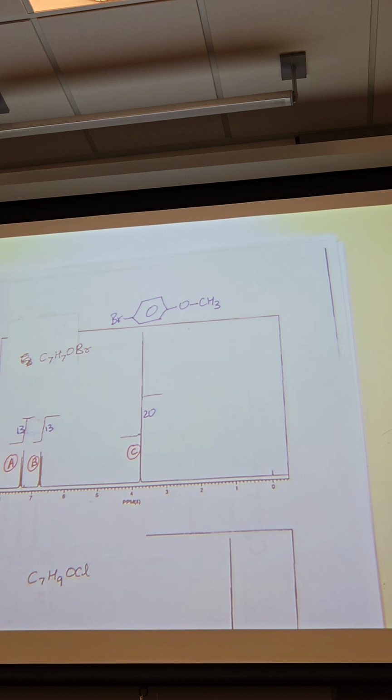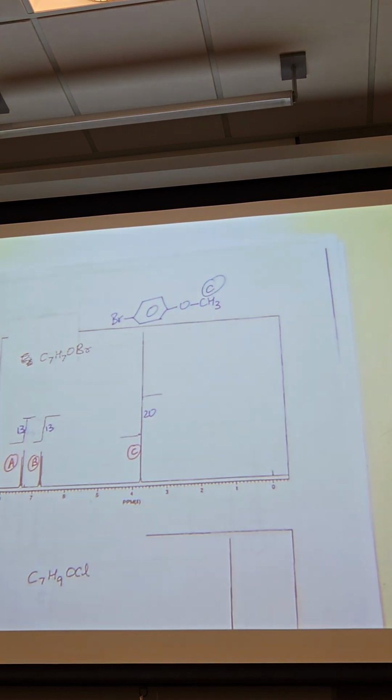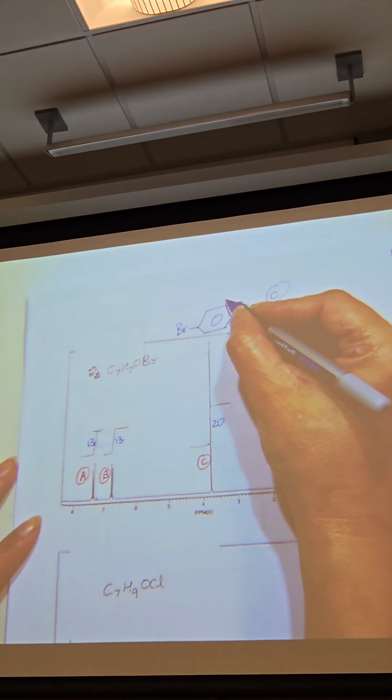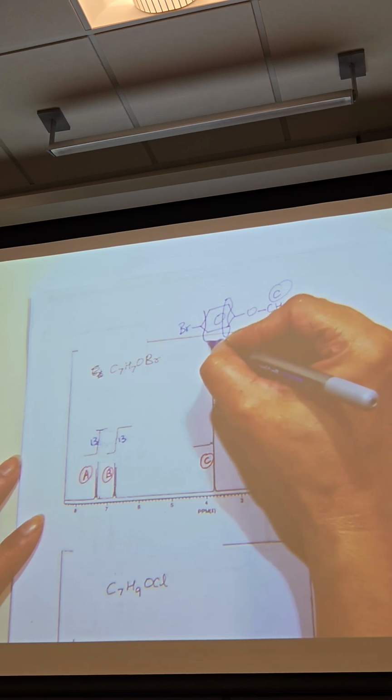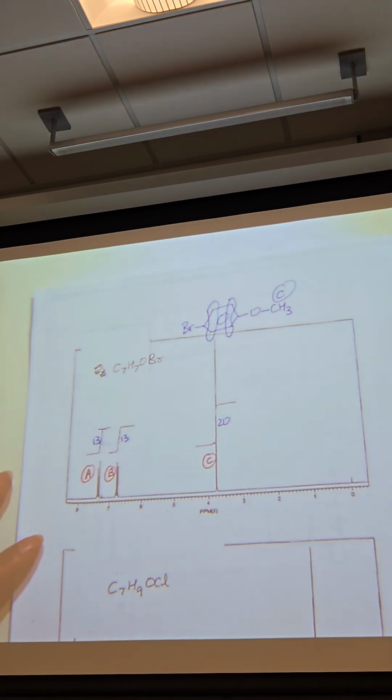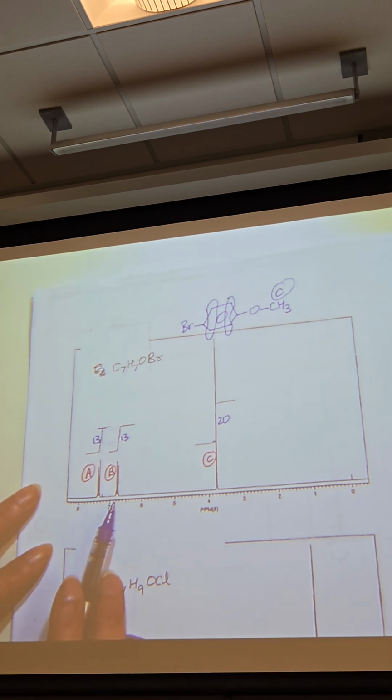But let's finish this first. Do you agree that this is signal C? Yes. Now, which of these will be signal A or B? Which signal do you expect to be more shielded or de-shielded?